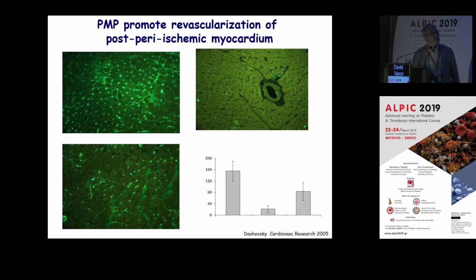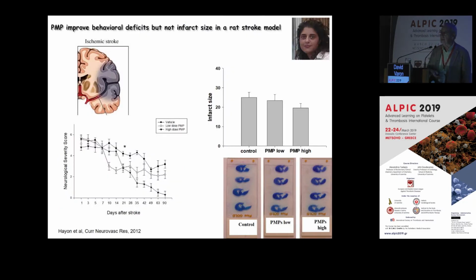We did similar studies on an ischemic stroke model. This is in rats. And Yael from the group tested the effect of injecting microparticles into the lateral ventricle on the same side as the induction of the stroke. And you could see, this is the functional score of the rats.